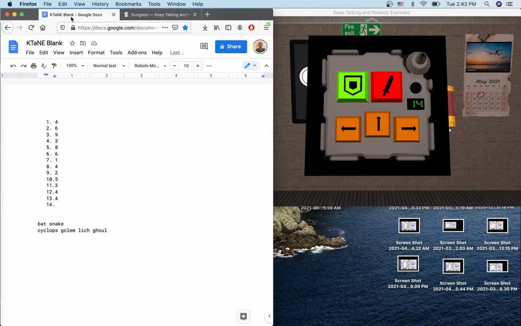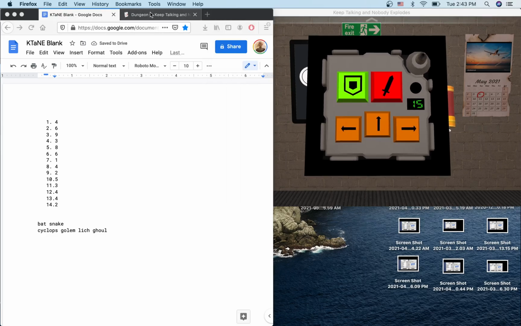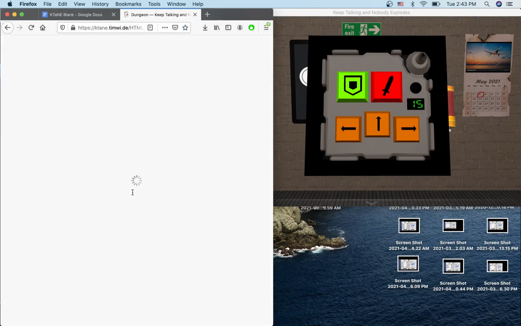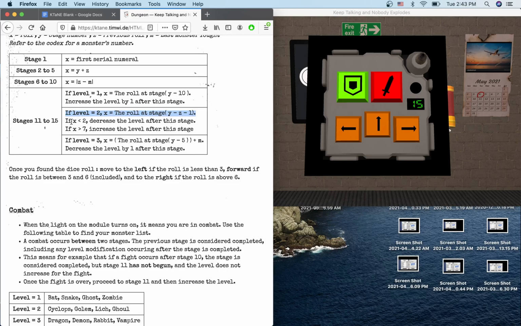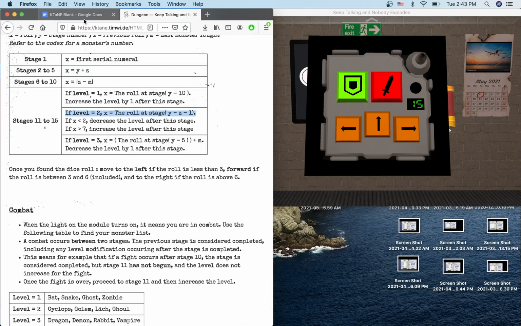Then 14 minus 4 is 10, minus another 1, since I'm just applying this rule over and over again. 14 minus 4 is 10, minus 1 is 9, and the roll at stage 9 is 2, which is going to be left. Now, it is important to note that even though we went left, our level does not decrease, because the rule here is less than 2. So it's only 0 and 1, and only 8 and 9 that increase and decrease your level for this part here.